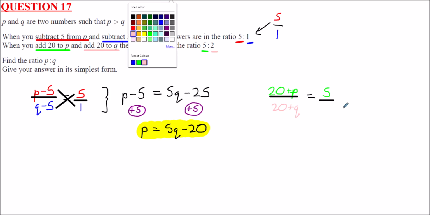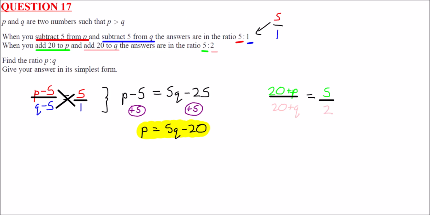So we can do the same as what we did before now. We can cross multiply to again get a relationship between P and Q. So if I cross multiply these two like so, 20 plus P multiplied by 2. If we double 20 plus P, we get 40 plus 2P. And here, if we take 20 plus Q and multiply all this by 5, well, 5 times 20 is 100, and 5 times Q is 5Q.